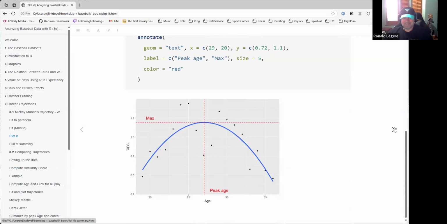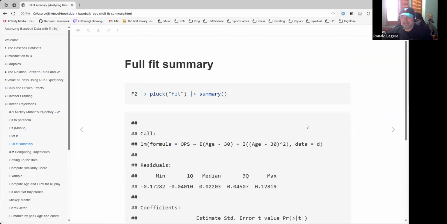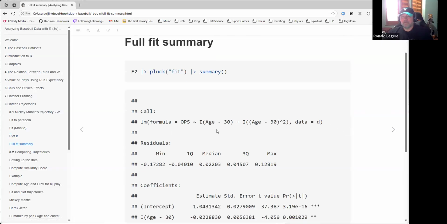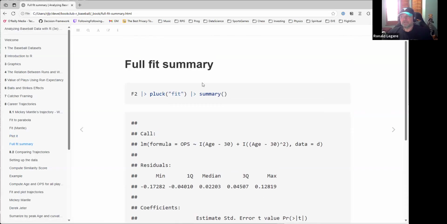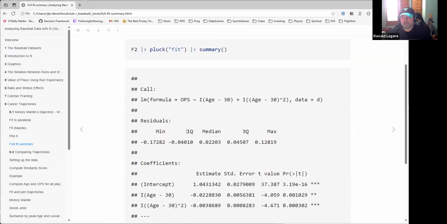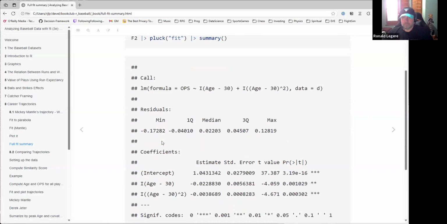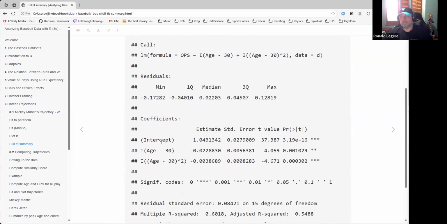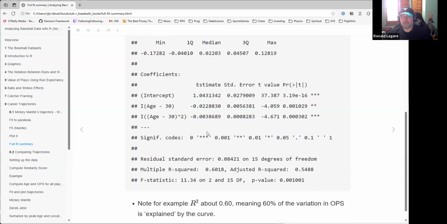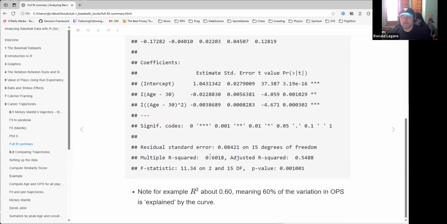Any comments about that? Let's see. Turns out you can look at the full fit summary from that fit. There's more than just the coefficients that come out of it. You can get the statistics on the residuals, like the median. You can get estimated standard errors on the coefficients, as well as p-values if you want. And R squared. The one thing the book points out is this R squared of about 0.6, or maybe 0.55, usually adjusted R squared, which I think takes out the degrees of freedom, is saying that about 60% of the variation in OPS is explained.